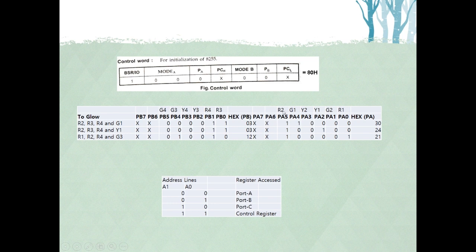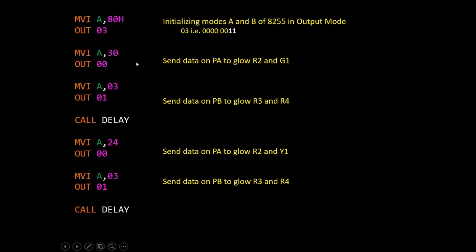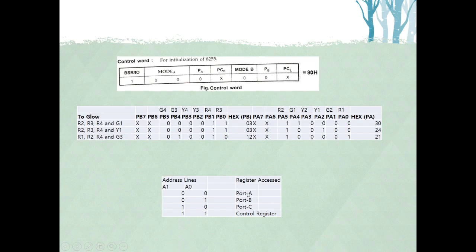Our byte, the pins of port A, would be like 0, 0, 1, 1, because R2 is on 1, G1 is on 1, Y2 0, Y1 0, G2 0, R1 0, because these lights are off. So this in hexadecimal becomes 30. That's why we are supplying value 30 to it. Now we are writing OUT 00 because register A can be accessed by putting address lines A1 and A0 as 0 and 0 respectively.